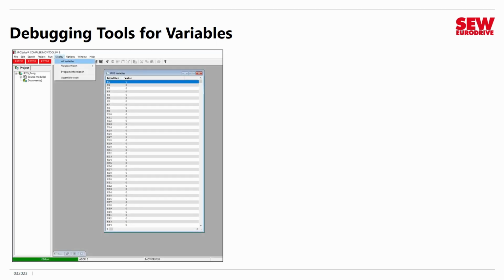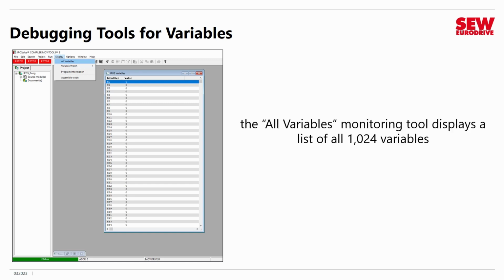Well, you find the tool here under the display menu option in the compiler, and you pick the all variables option. This is a monitoring tool that displays the complete data memory. You get to see all 1024 variables and the values inside, and you can see that right over there. Right now it's listing H0 through H44. They're all showing 0. Of course, you have to scroll down to see the others, but it is a complete list of every single variable.